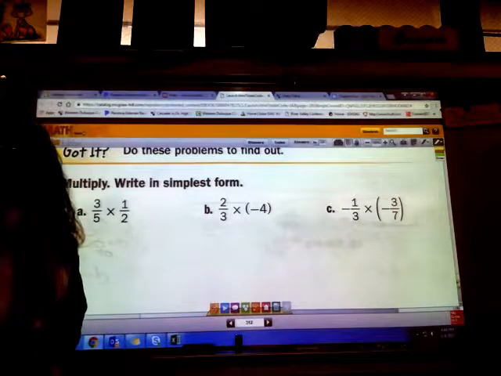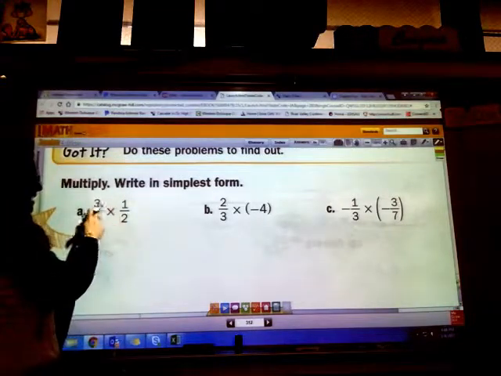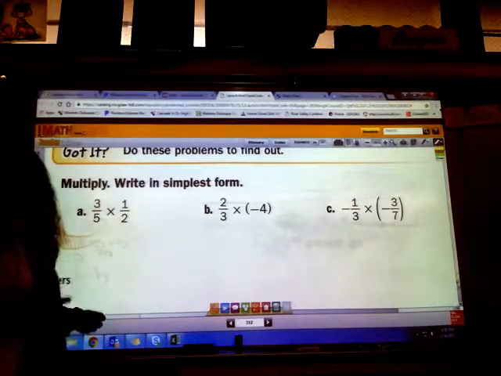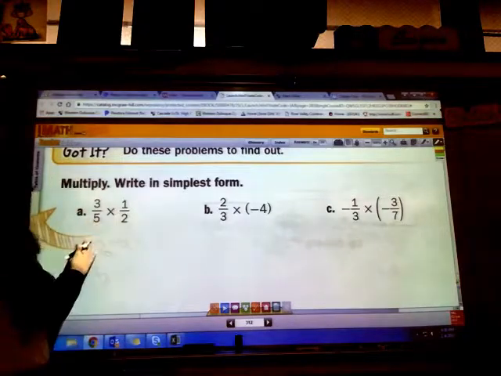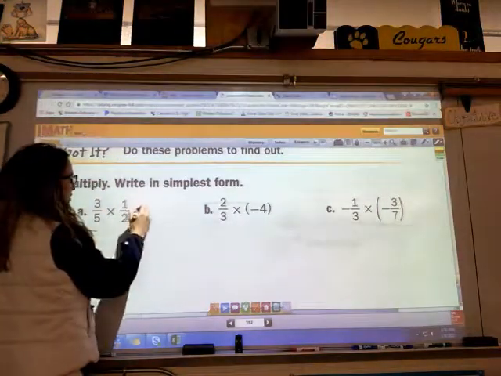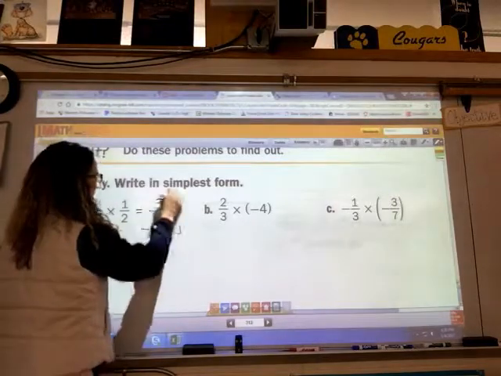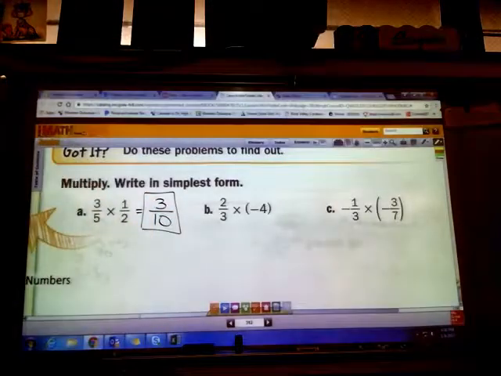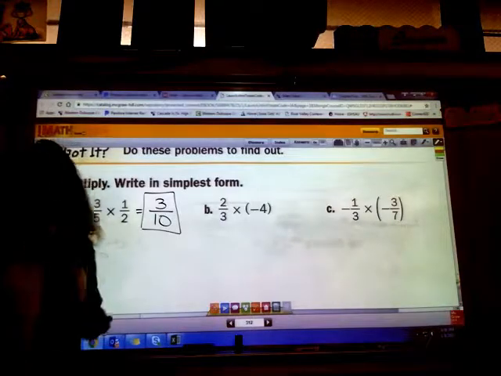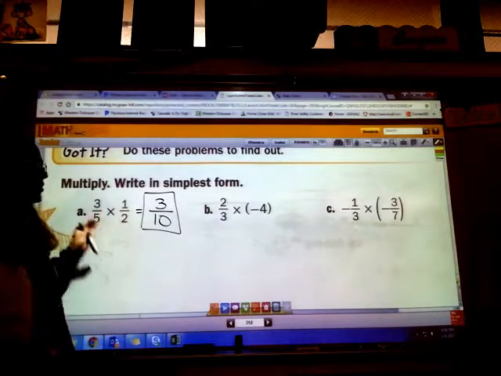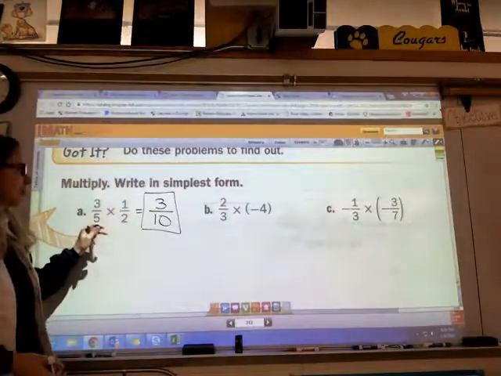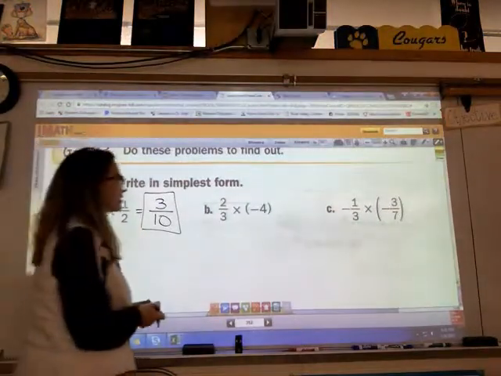When you take a look at A, B, and C, first of all, I'm going to look at letter A. I'm looking to see if I can cross reduce, and I cannot anywhere. So I'm going to multiply straight across. 3 times 1 would give me 3. 5 times 2 is 10, and that is in simplest form. So there's my answer. Again, we do not need to have common denominators because we are multiplying. So you multiply your numerator straight across and then your denominator straight across.